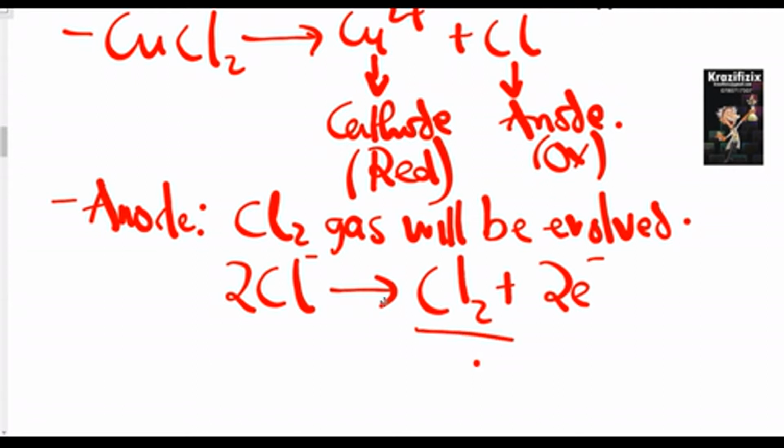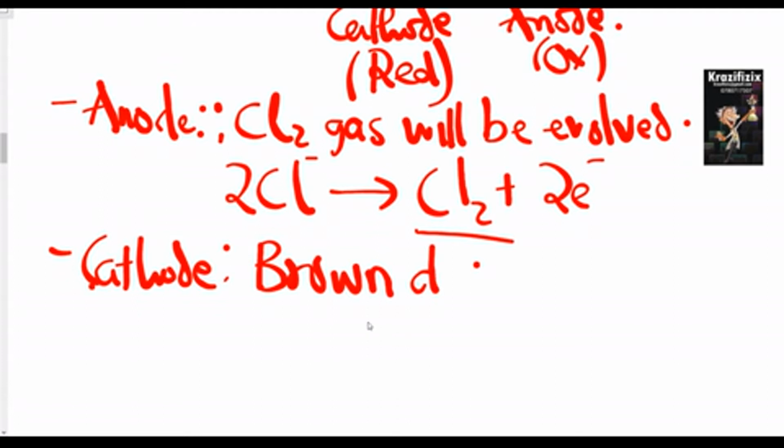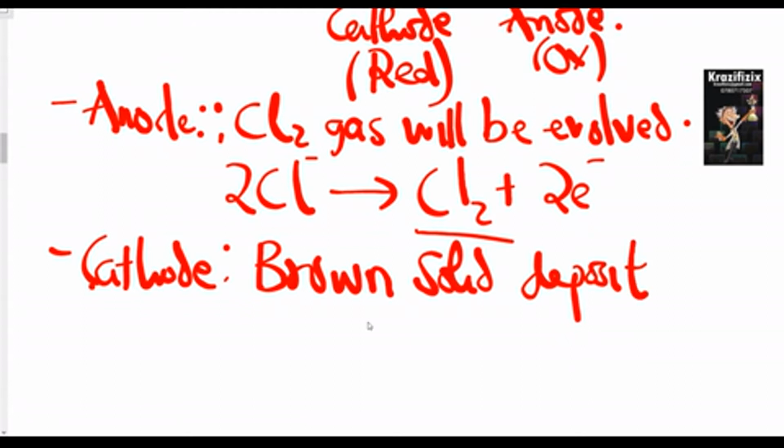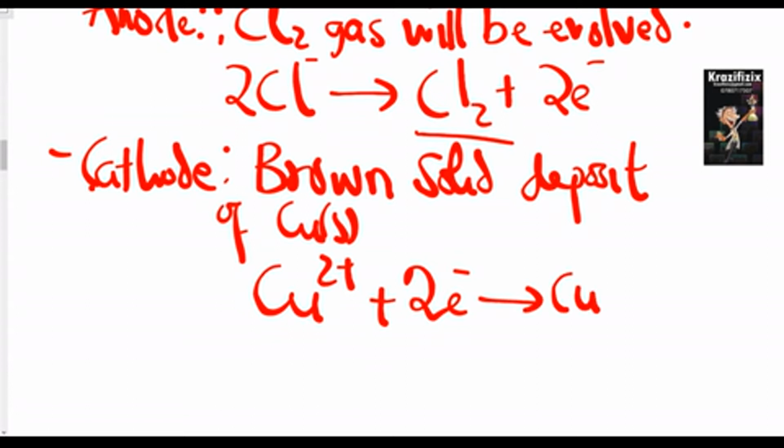All right. At the cathode, what are we going to have? Because it's what we observe, we are going to observe a brown solid deposit. Copper is a brown solid, due to reduction. Let me just write that to help us understand why that will happen.